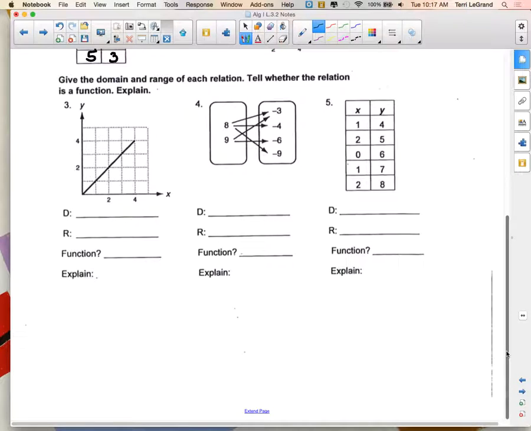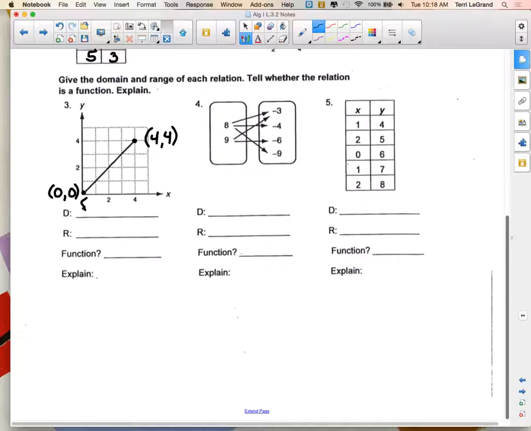Last one. Give the domain and range of each relation, tell whether the relation is a function, explain. Number 3 is a what? Discrete graph or continuous? Continuous, that means our domain and range are going to be given as compound inequalities. So the domain of this one, it would be kind of nice if we would say the endpoints are 0, 0, and what's the other endpoint? 4, 4. They don't really have the points drawn there, but we can put them there. The line goes to it, so we're going to say they're included.